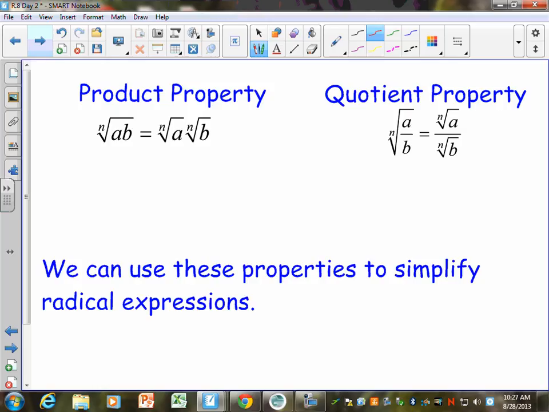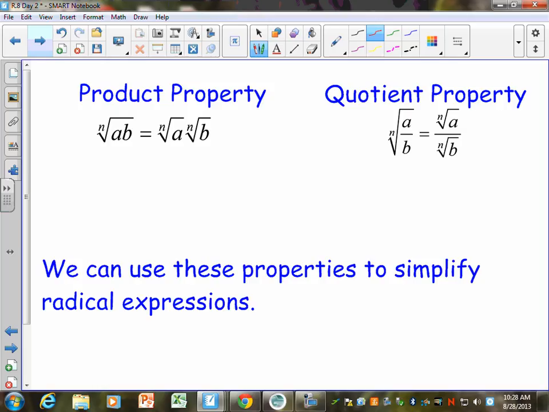So, product and quotient. You can never break up addition and subtraction under a radical, but you can break up a product. And it just breaks up as the nth root of each one of those times each other. And the same thing goes for if you have a fraction. You can take the nth root of the top and the nth root of the bottom.